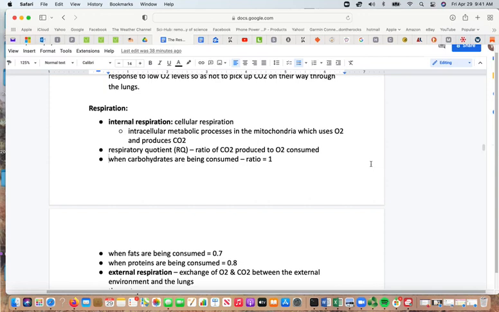So when carbohydrates are being consumed, the ratio is 1. When fats are being consumed, it's 0.7. When proteins are being consumed, it's 0.8.